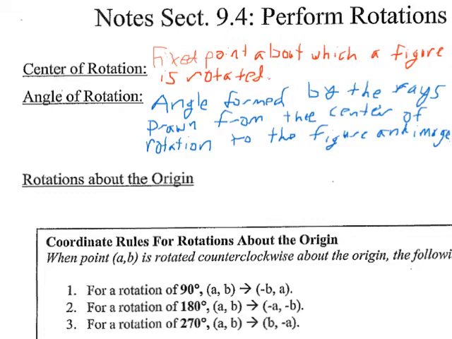So the first thing you should do is copy down these definitions. The first one is the center of rotation, and that is the fixed point about which a figure is rotated. This is the center of rotation. The angle of rotation is the angle formed by the rays drawn from the center of rotation to the figure and image. I want to give you a picture of that in a second, but take a second or two to copy those down, and you may have to pause the video, and then we'll give you the diagram here.